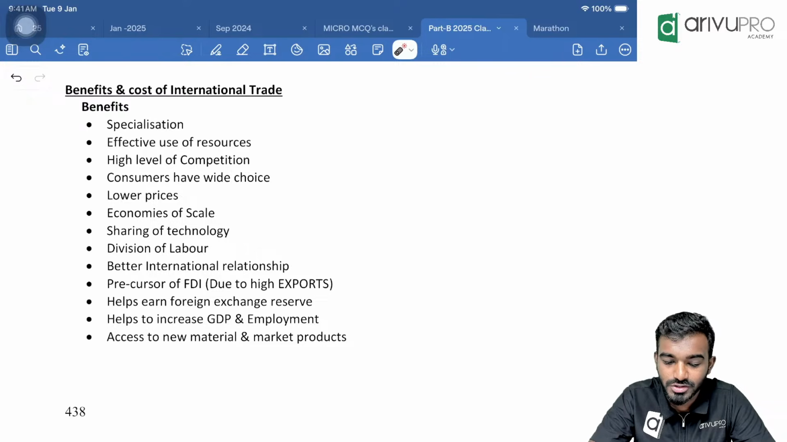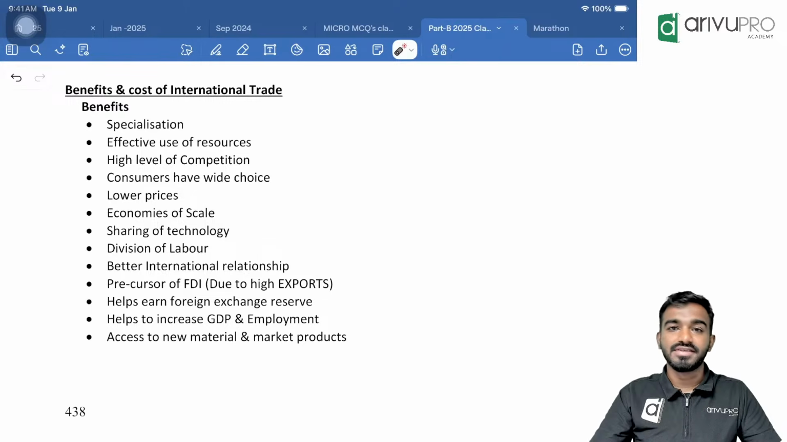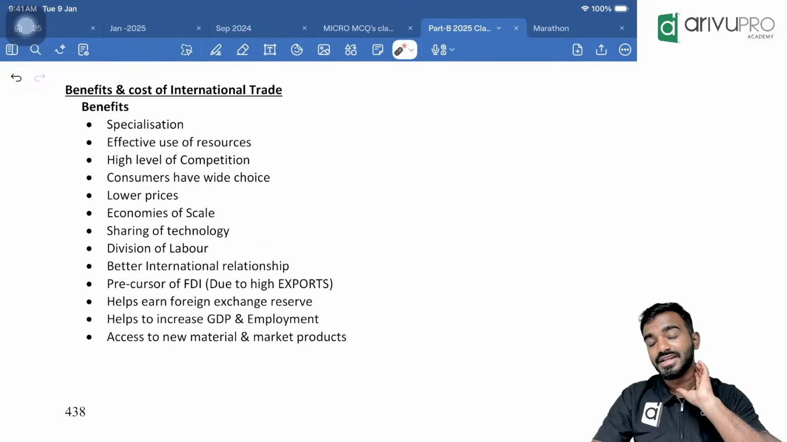De-reserving meaning. That is for small scale industries. In the 1960s and 70s, they specifically reserved a certain set of items for production. Later, they de-reserved it. That is called de-reserving. In 1991 and later, they de-reserved it.